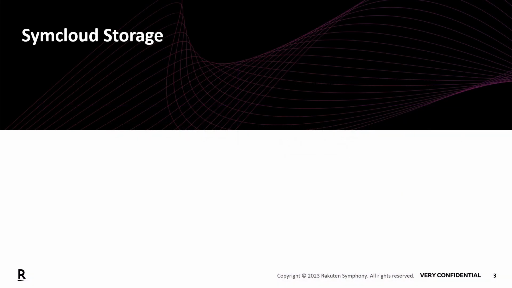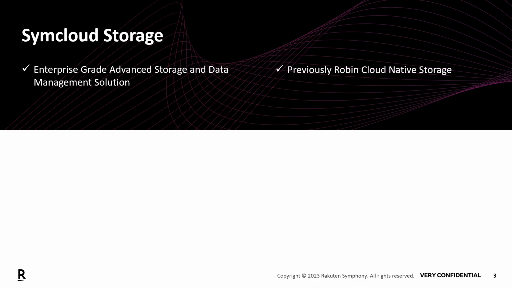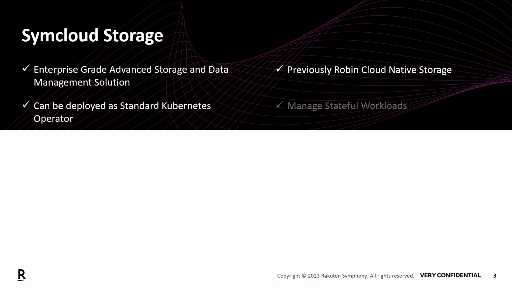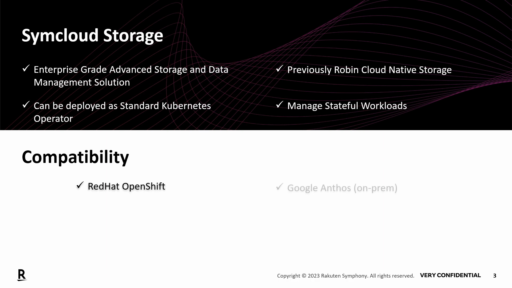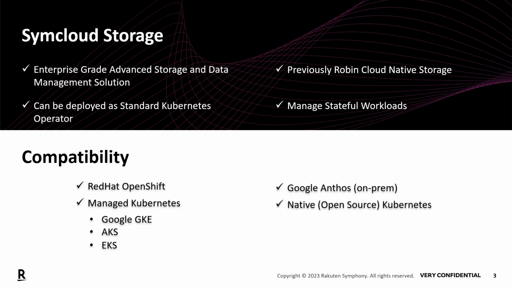Symcloud Storage is an enterprise-grade advanced storage and data management solution that was previously known as Robin Cloud Native Storage or Robin CNS. It can be deployed as a standard Kubernetes operator and manage stateful workloads with ease. Symcloud Storage is compatible with a wide array of orchestration platforms which includes Red Hat OpenShift, Google Anthos, and managed Kubernetes like GKE, AKS, EKS. You can also install it on native Kubernetes as well.